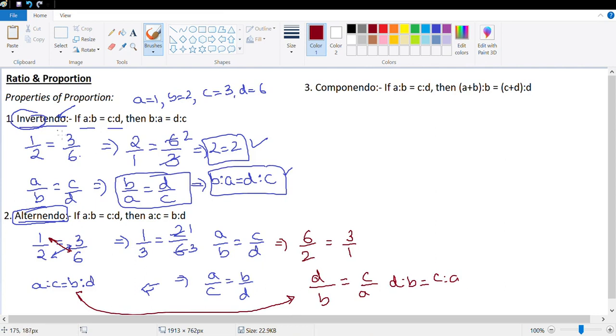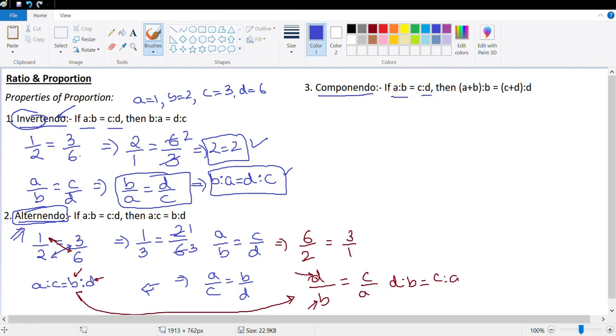invertendo of it. In this case, B is in the numerator, D is in the denominator. Now I have D in the numerator, B is in the denominator. So exactly the same thing, which means you are alternating, which means one numerator becomes the second side's denominator and one denominator becomes the second side's numerator. Again, we've been using this forever, but a new name being given to it, alternando. Next, let's look at componendo. Now, componendo says if A upon B is equal to C upon D.